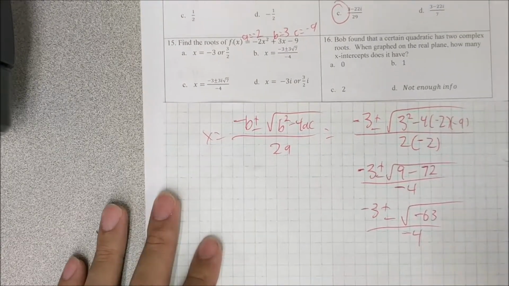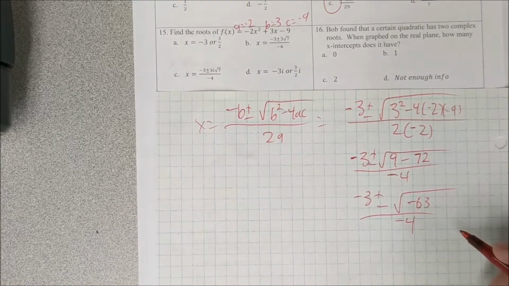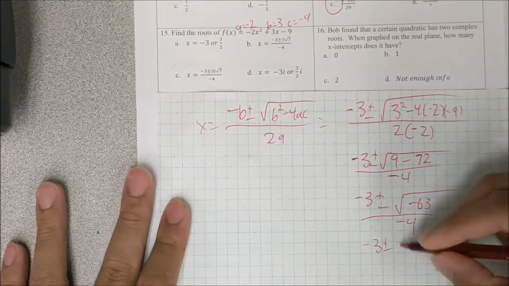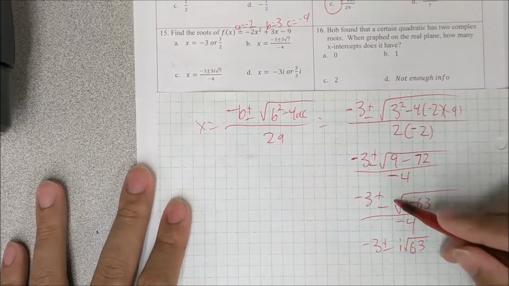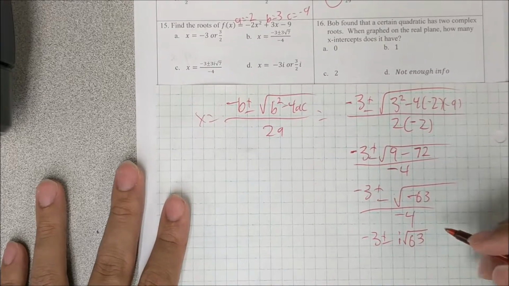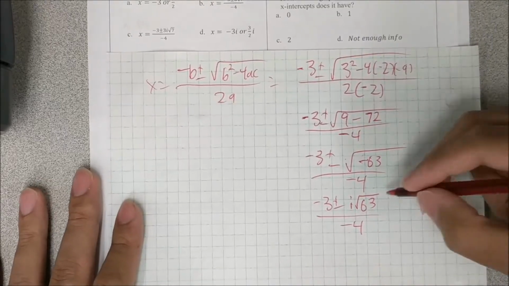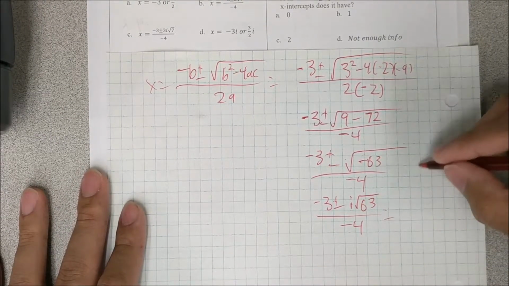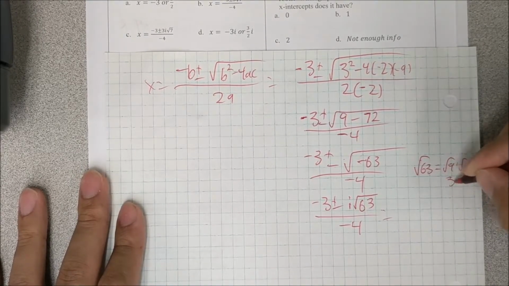Okay, so I've got the square root of a negative. So again, by definition, the square root of negative 1 is equal to i. So to take the negative out of the radical, I create the i outside. Okay, then the square root of 63 can be split up into radical 9 times radical 7, so that's 3 radical 7.